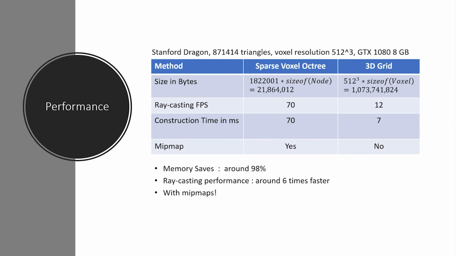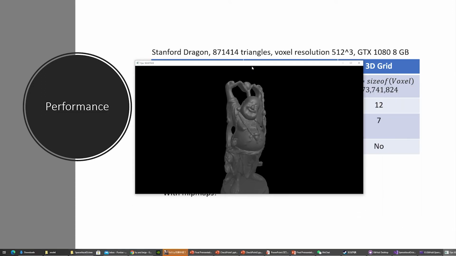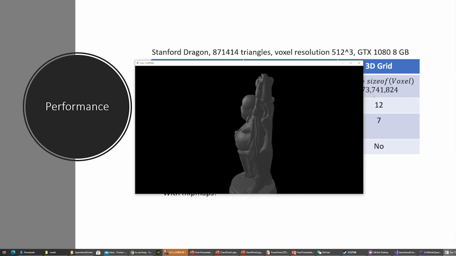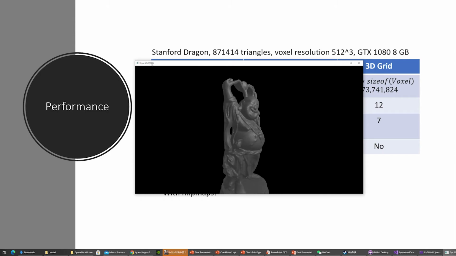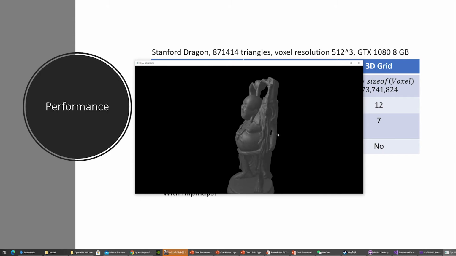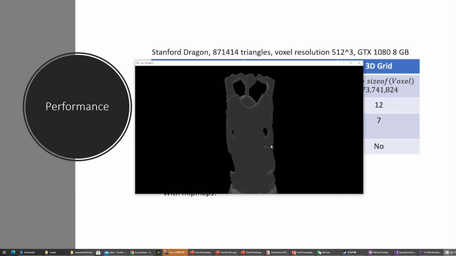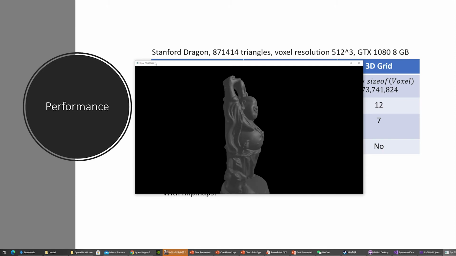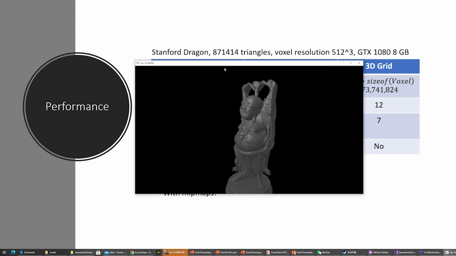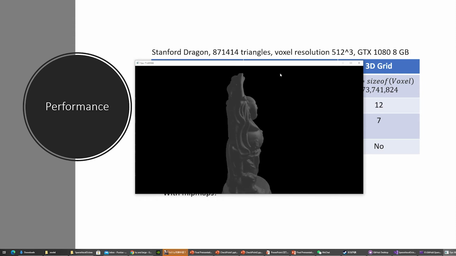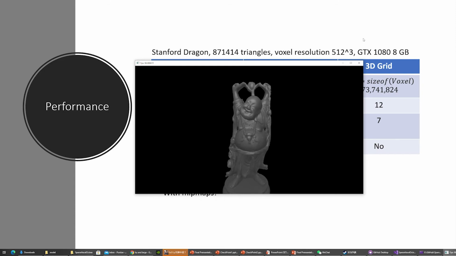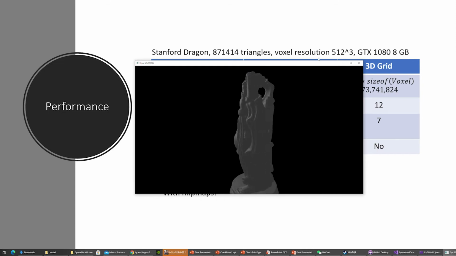So let me show you my demo. I changed the model to the Happy Buddha, and this one contains, I think, 1 million triangles, and the performance is quite amazing. It's around 70 frames per second, and yes, it's the same voxel resolution.